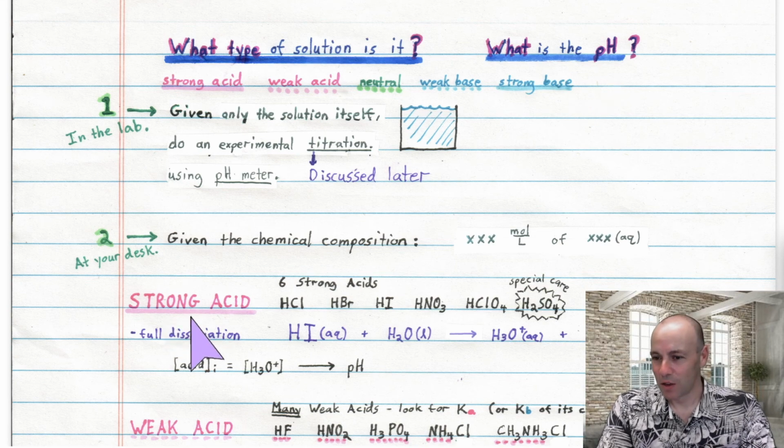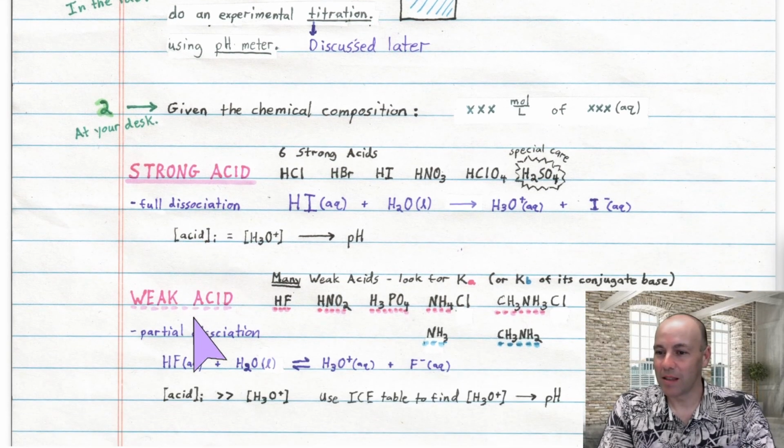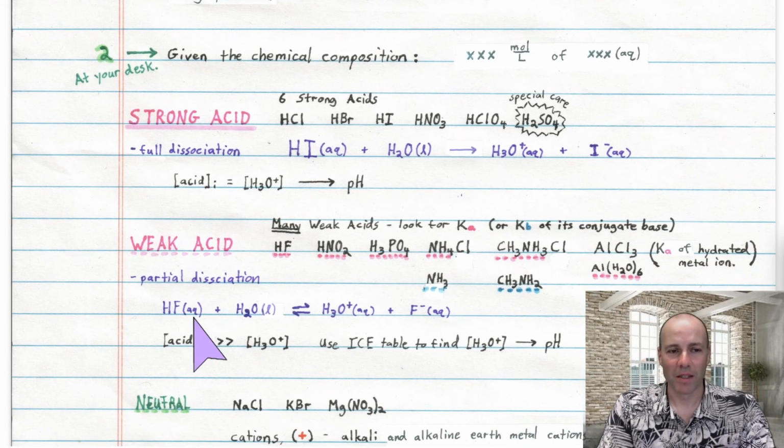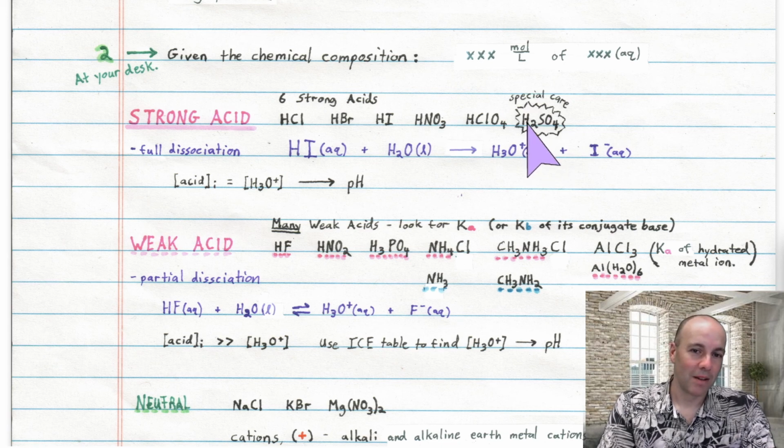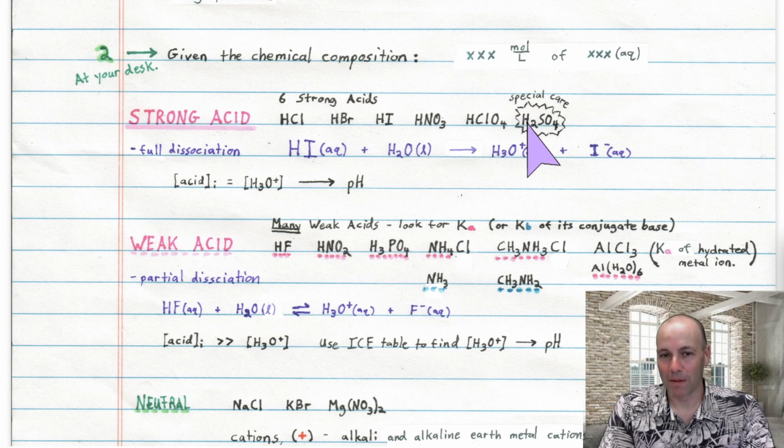So first, strong acids. These we dealt with earliest in the series, and they were pretty simple. They're easy to identify because there's only 6 of them. HCl, HBr, HI, and these 3 oxyacids. Now this one right here, sulfuric acid, we did not do a problem where we calculated its pH.